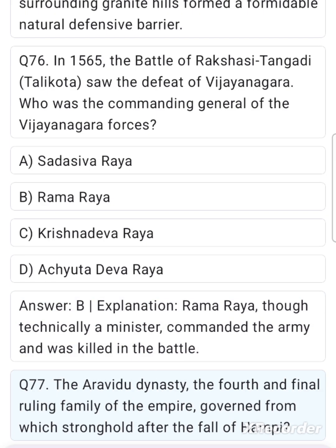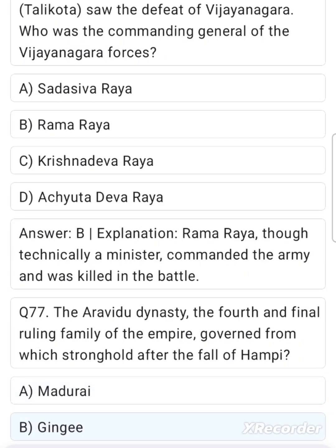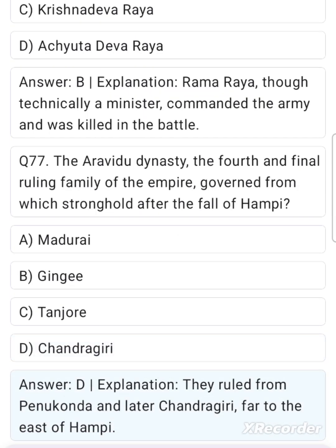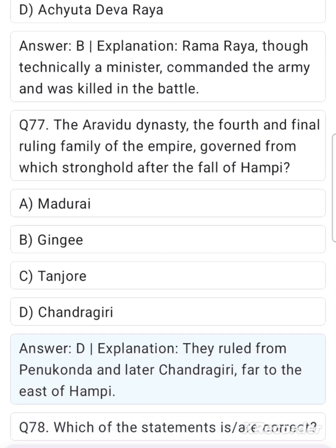Q77. The Aravidu dynasty, the fourth and final ruling family of the empire, governed from which stronghold after the fall of Hampi? A. Madurai. B. Jinji. C. Tanjore. D. Chandragiri. Answer: D. Explanation: They ruled from Penukonda and later Chandragiri, far to the east of Hampi.